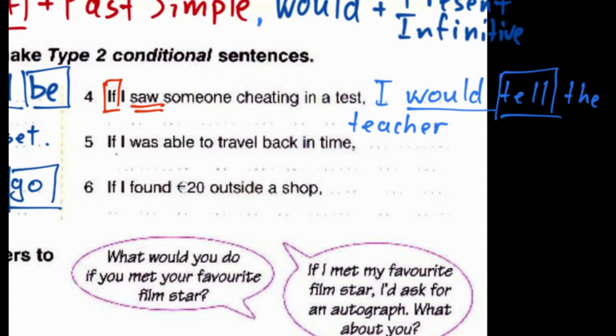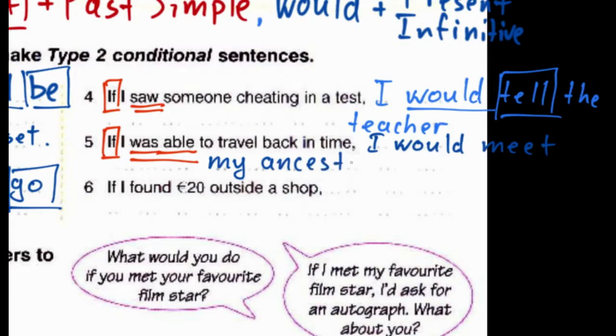What about number 5? If I was able to travel back in time. And here again I have this if, and then past simple. Was able, were able, that's all the same. And then, if I was able to travel back in time, pay attention. As you see, this situation is quite unreal, just like some science fiction. Travel back in time. I would meet my ancestors, or something like this.